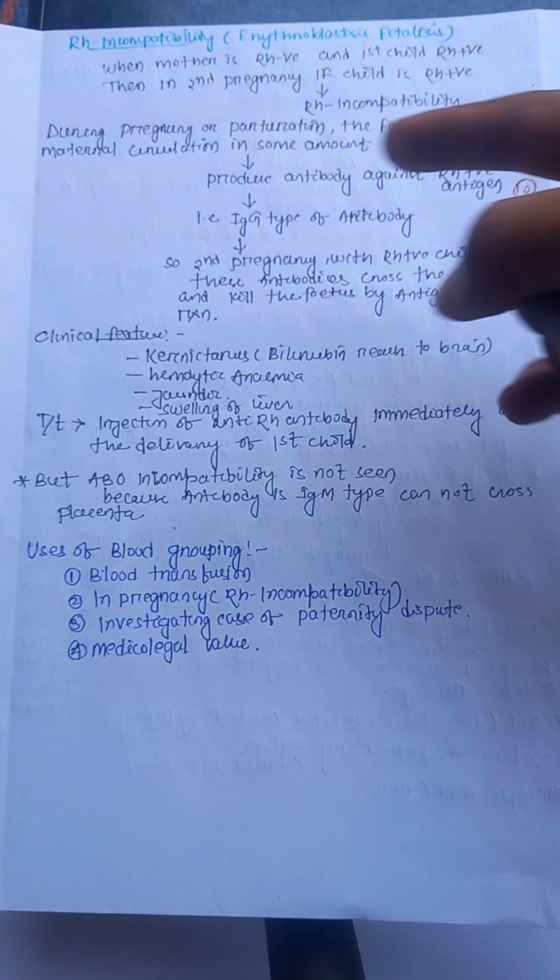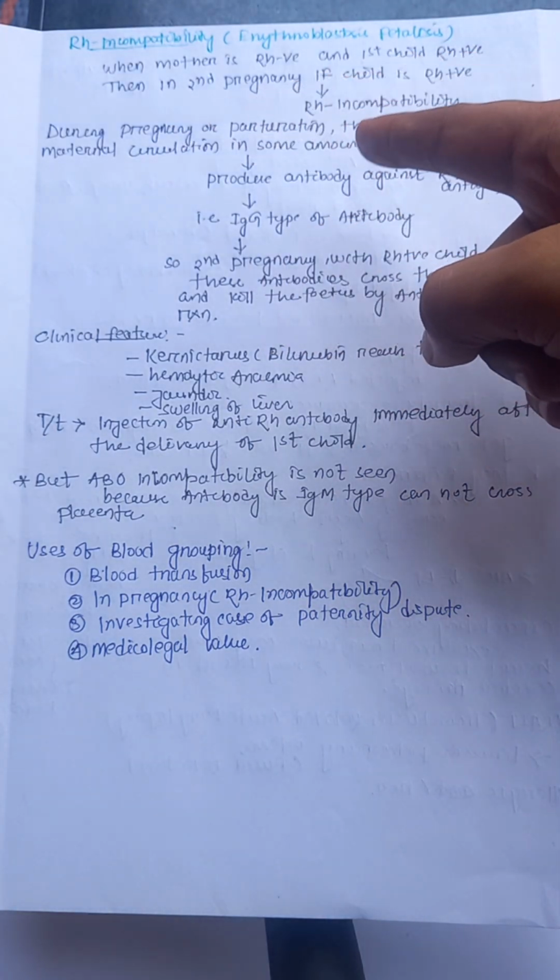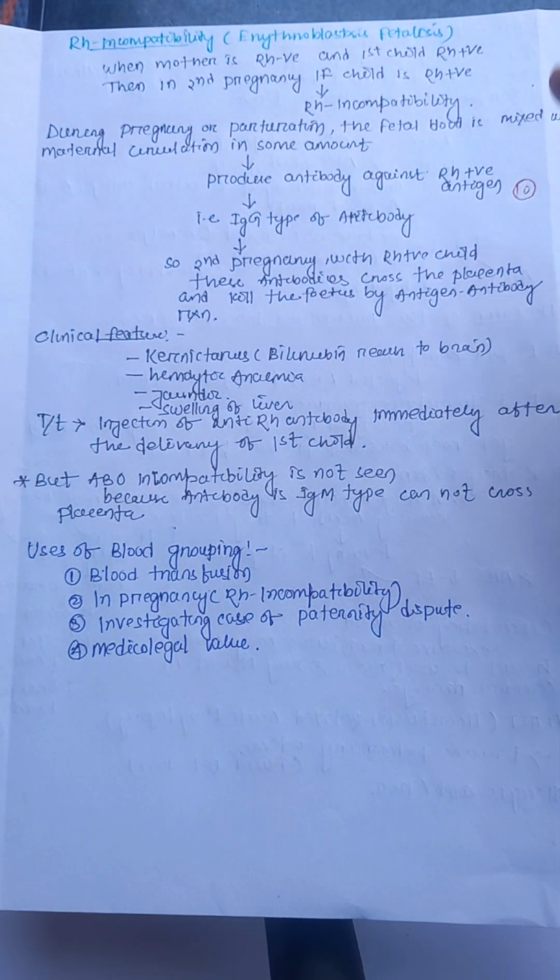Okay, so let's see what I have written there. During pregnancy or parturition, fetal blood is mixed with the maternal circulation in some amount. That small amount is enough for the production of antibody, that is Rh antibody or anti-D. Anti-D antibody is produced, and it is IgG type. You also know that IgG has the power to cross the placenta.